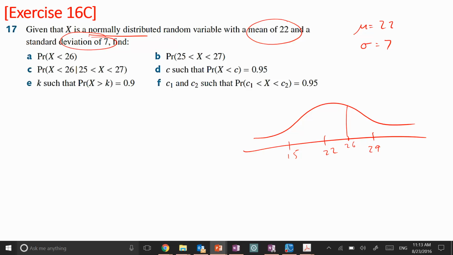What are they asking for? They're asking for a probability. Probability is the area under the curve. So I'm just looking out for that. And it just so happens that it's from left to right. So A was the easiest problem that you could do.